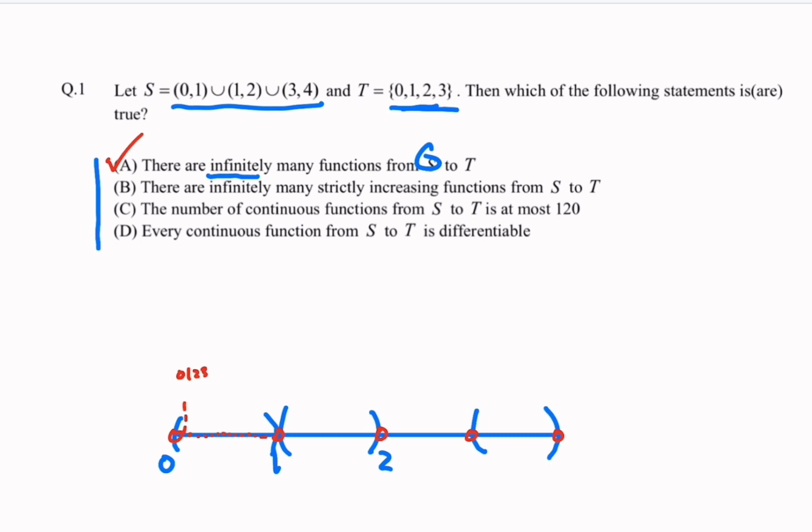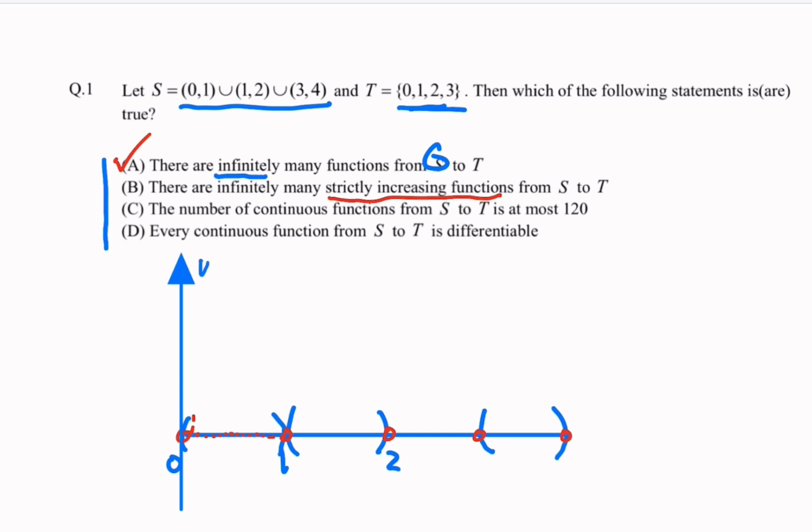Now, there are infinitely many strictly increasing functions. This is the y value here, and you want this function to be strictly increasing. That is not possible, because if you have 0 mapped to 0 here, and the next point you want to be 1, and then for the next one there are only 4 possibilities, so you have to map this point to maybe 2. And then you run out of choices, because either you have to go down. So that's not possible. So this is wrong.